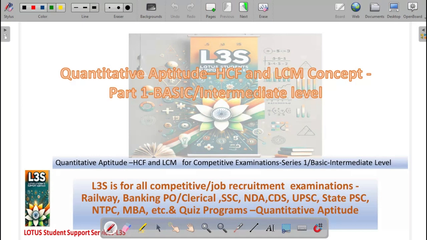Today we are going to learn an extremely important topic of quantitative aptitude, HCF and LCM. This topic is asked regularly in SSC, banking, railway, NDA, UPSC, state PSC and many other competitive exams. So let's understand the concept clearly from the fundamental level.